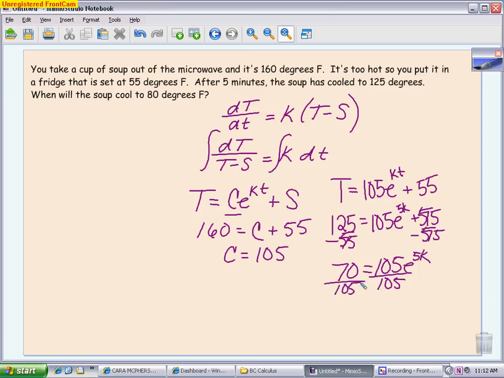Take the natural log of both sides, divide by 5, and again, I'm doing all of this on my calculator, so I'm going pretty quickly, and I got a K value of around negative 0.08, and it had several digits, and I stored it to make sure that I have that K value, so no matter what they ask, I am ready for it. And then I want to answer the final question. When is the soup going to cool down to 80 degrees?